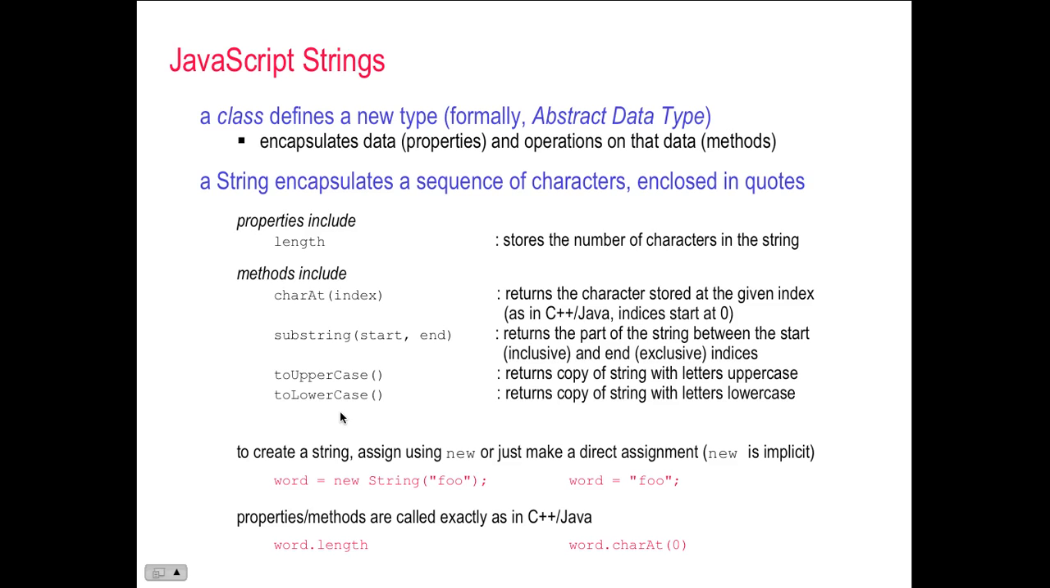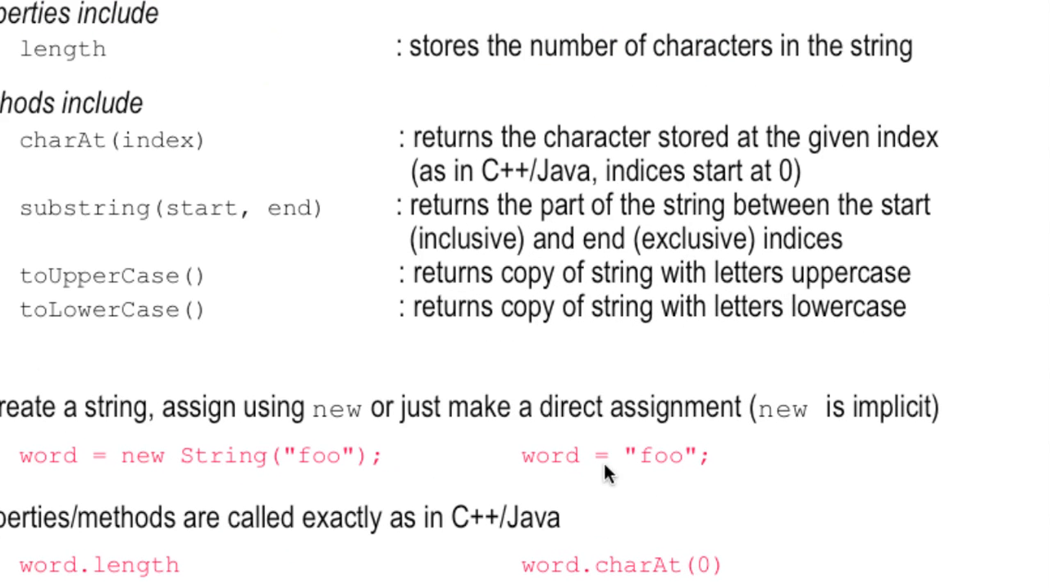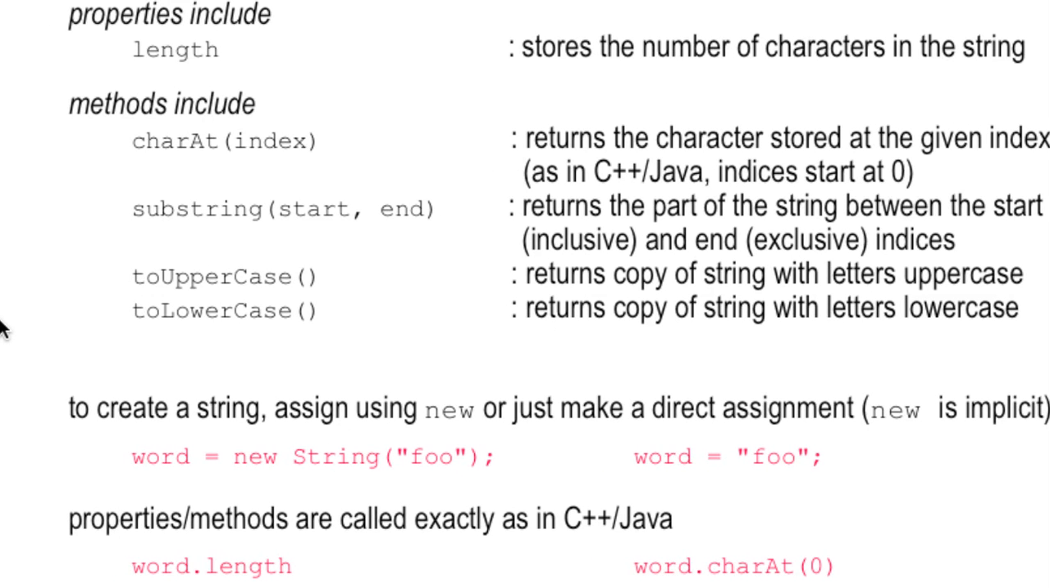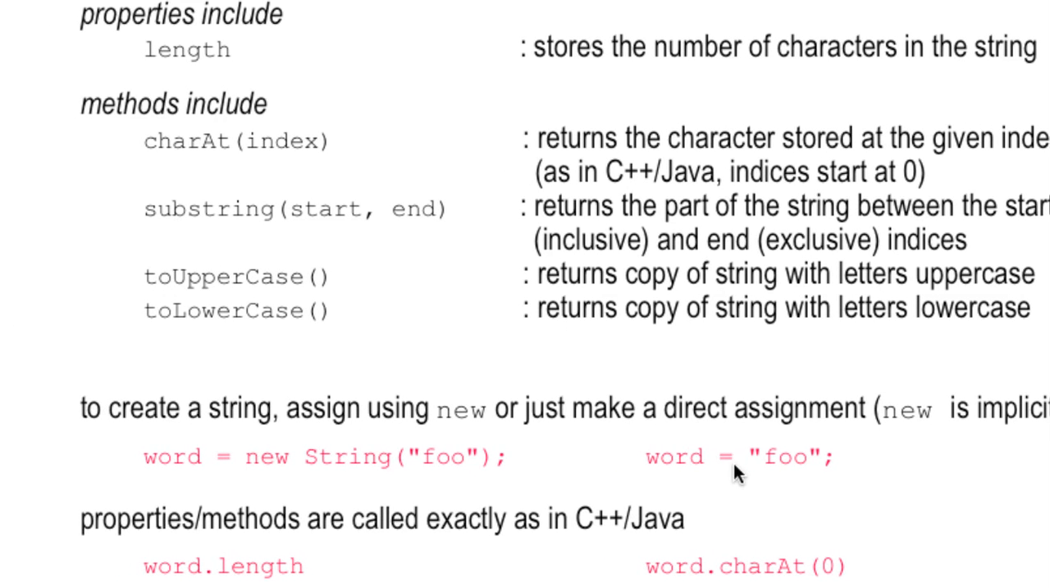Or we want to show everyone typed in all caps, so we want to convert everything to lower or something. Make it consistent. So to create the string, using assign using a new. So let's take a look here. Or we can just do a direct assignment. So new is implicit, which means it's going to be put in anyway. So these are two options you have. You can say word is equal to foo. This is what we've seen so far.